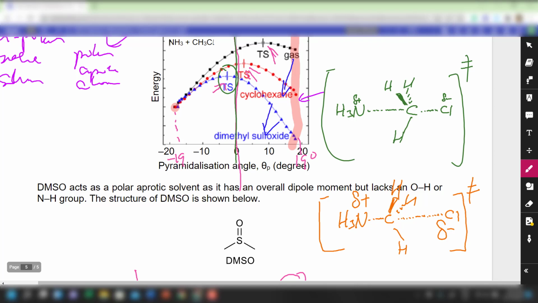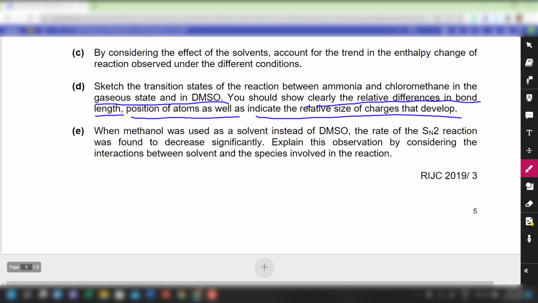Okay, so you'll notice the difference between the two transition states. One has a positive pyramidalization angle, the one in orange. Then the one in green has a negative pyramidalization angle. Yeah, because the one in orange resembles more of the products. The one in green resembles more of the starting material. Okay, then the last part.